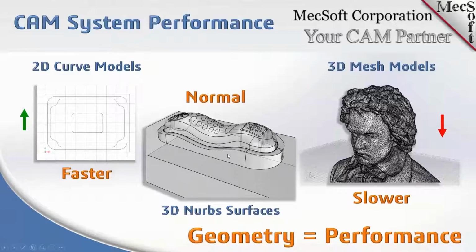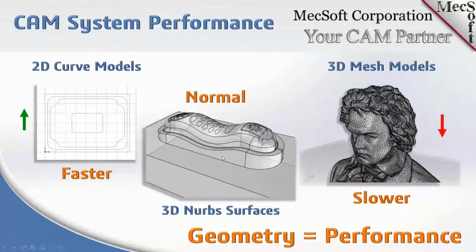If we move over to the middle, this is your normal operating mode, where you're working with 3D NURB surfaces. A NURB surface just means it's a complex surface definition. Most CAD systems, when you're working with surfaces, use NURBS based surfaces. So this will be your normal mode of operation. It's a little bit slower than 2D curves, obviously.